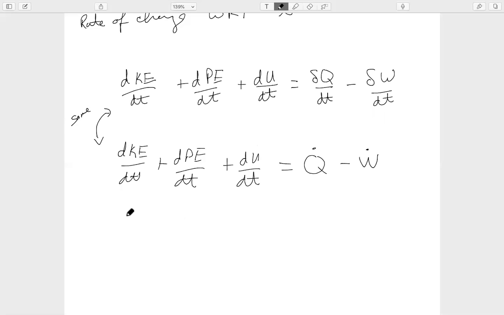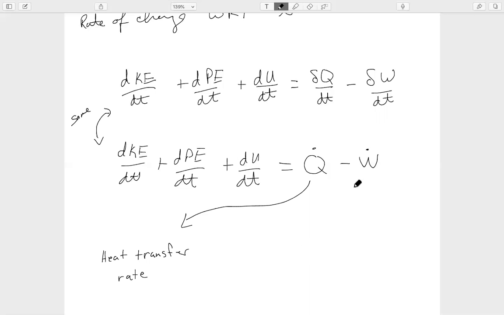Now, these kind of mean what they look like. This is the rate of change of kinetic energy, potential energy, internal energy. This is called the, actually, let me draw it over to the side. This is called the heat transfer rate. This is the rate of change. It's basically how efficiently heat is added or taken out of the system.